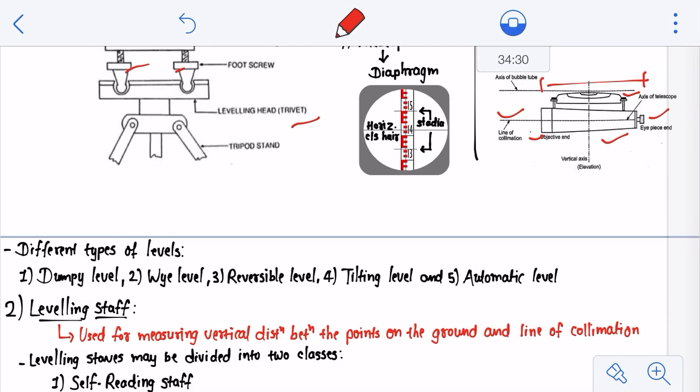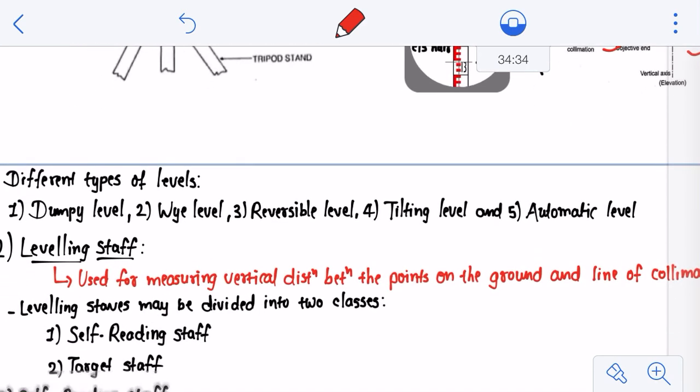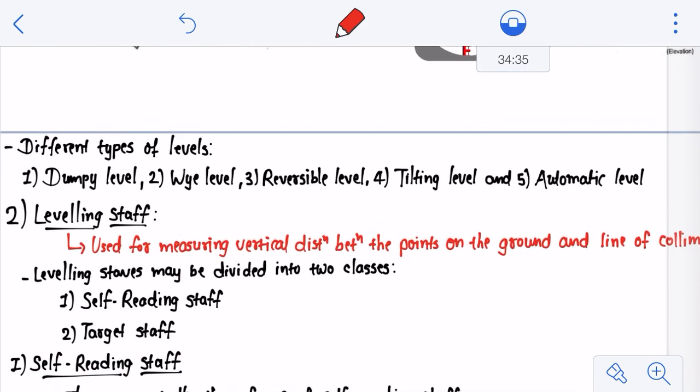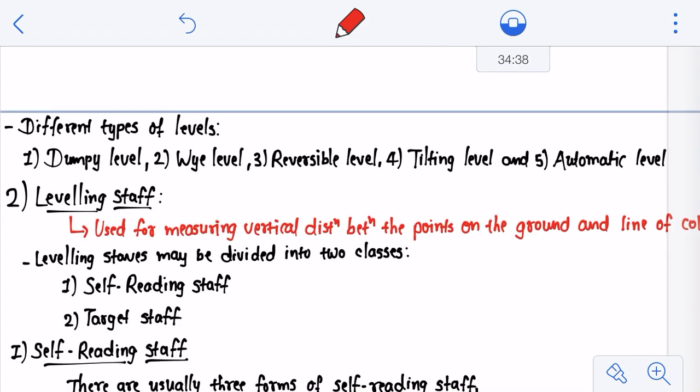The second instrument which is used in leveling is called the leveling staff. But before that, as I mentioned in the beginning, there are a few other types of levels also available with us. There is the Y level, reversible level, tilting level, and automatic level, right? As I said, I'll give you a brief idea about this. Now, these different levels differ from each other in terms of their manufacturing, right? So, let me give you an idea about it.